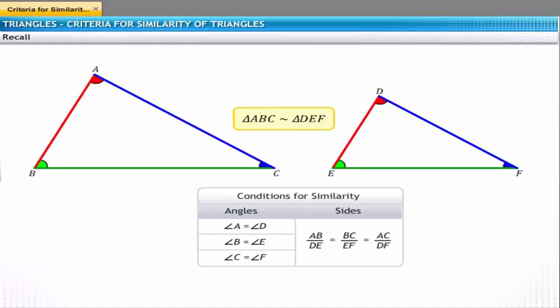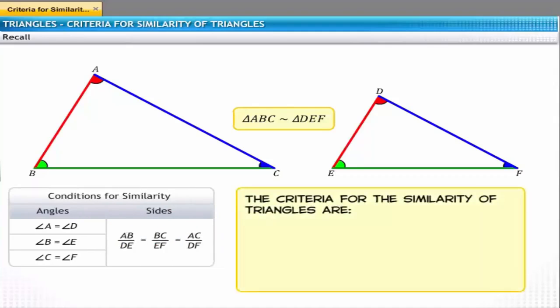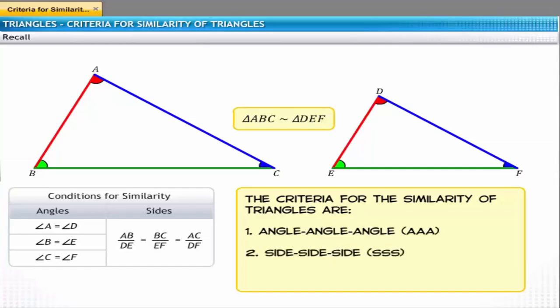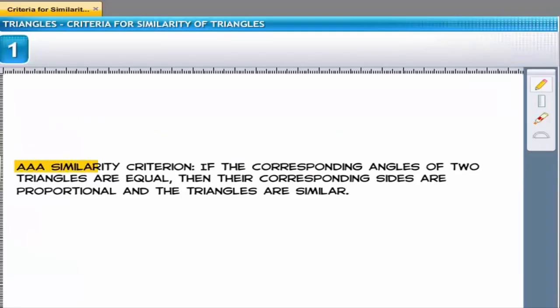Now, to prove the similarity of triangles, do we need to prove both the conditions? Actually not. There are three criteria that define the similarity of triangles. These are the AAA, the SSS, and the SAS similarity criteria. Proving any of these criteria is enough to prove that two triangles are similar. Let's discuss these criteria in detail. By the AAA similarity criterion, if the corresponding angles of two triangles are equal, then their corresponding sides are proportional and the triangles are similar.